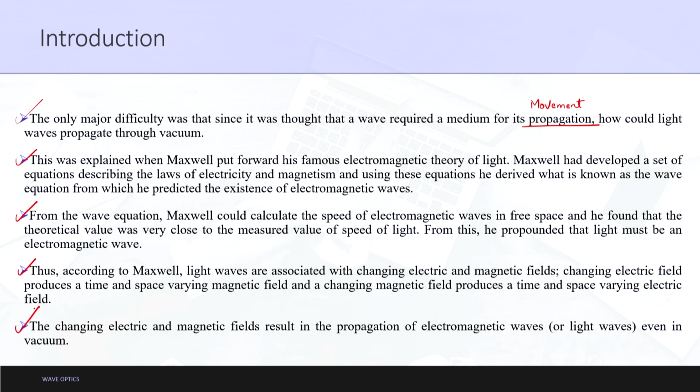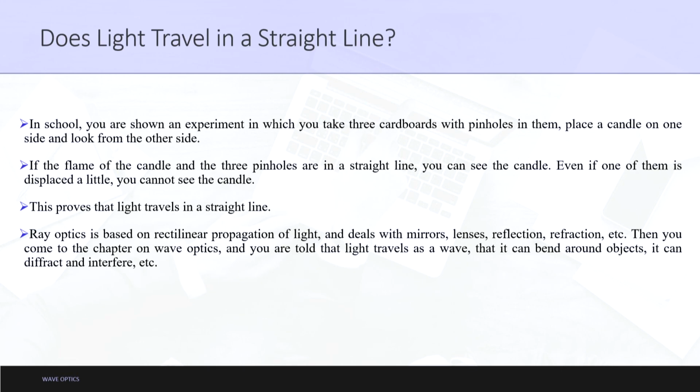it was being proposed by Newton that the wave theory cannot be used for light is that it cannot pass through vacuum. But using Maxwell's derivation of the wave equation, it was finally proved that electromagnetic waves exist, and because electromagnetic waves or light waves exist in vacuum, light can be a wave phenomenon. So, this is the concept of this introduction part.